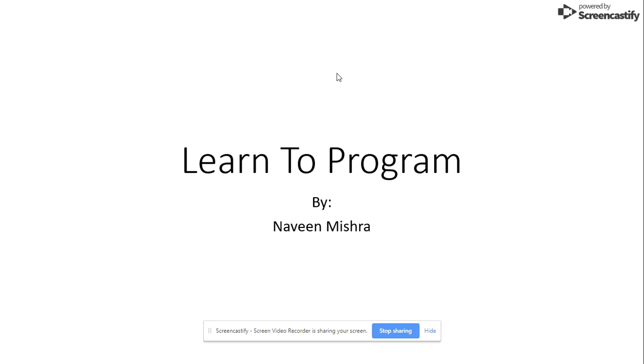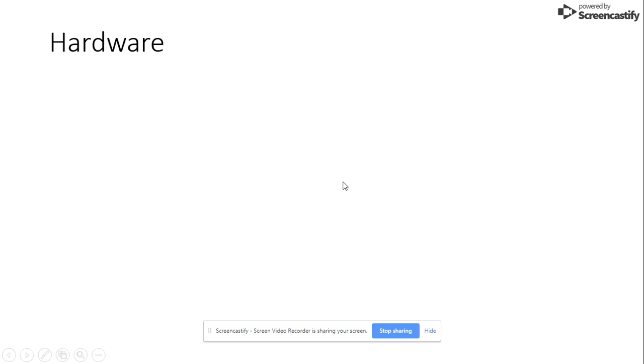I'll start from the basics. So I'll start with what is a computer and what are the components of the computer. Let's start with hardware. The computer is basically categorized into two components. One is hardware and the second is software.